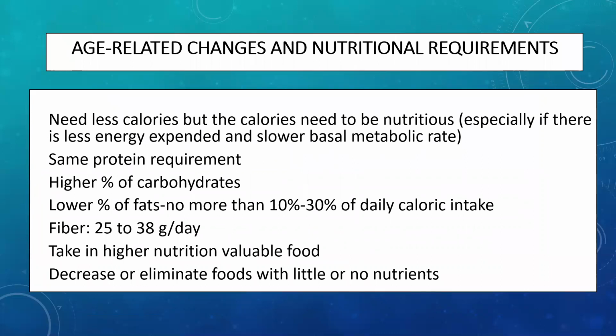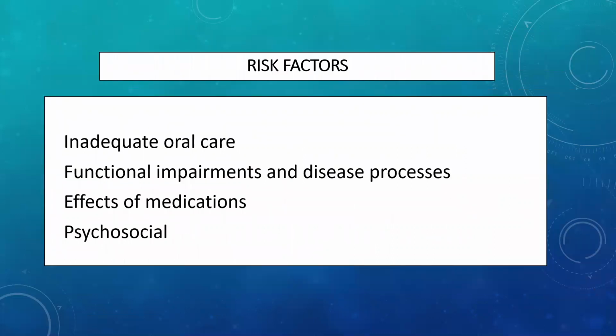Age-related changes in nutritional requirements. We need fewer calories, but when we do take in calories, they really need to be nutritious. They need to count. So, our protein requirement is the same, but we do need a higher percentage of carbohydrates, which is awesome because I love carbohydrates. A lower amount of fats. Our fiber, again, which is always hard to get at any age, 25 to 38 grams a day. And again, we need to have more valuable food than we did when we were younger.